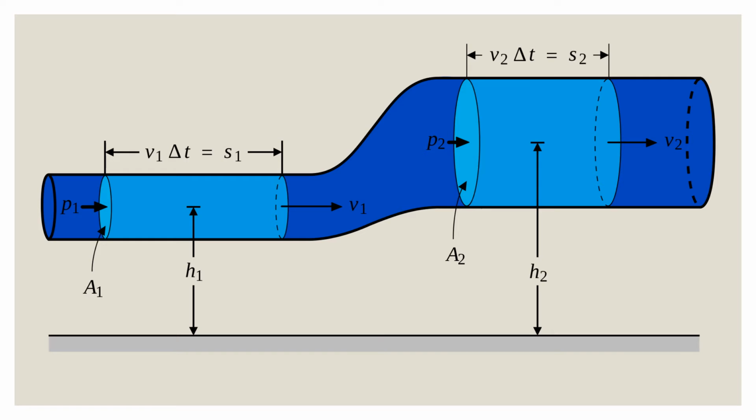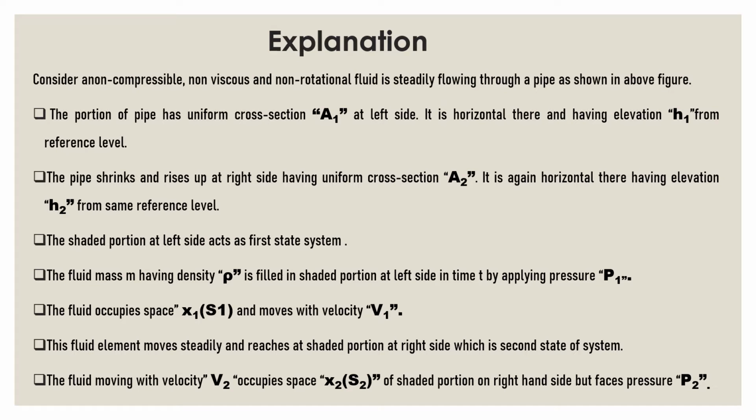The elevation of the narrow pipe on the left hand side is h1, and on the right hand side you can see the area is A2, that is the wider area with the pressure P2, and the distance covered by the fluid is here S2 is equal to V2 delta t, and the velocity of the fluid at the wider area is V2, and the elevation of the pipe at the wider area on the right hand side you can see is given by the h2.